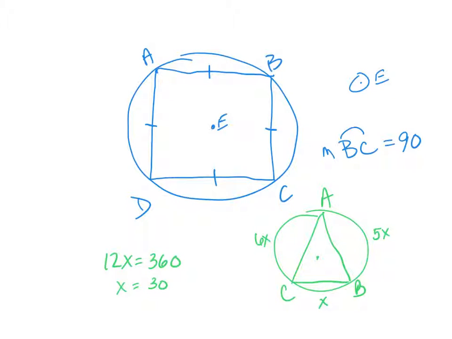So what is 5 times 30? That's 150. What is 6 times 30? 180. And x is 30, right? So in that triangle, those arcs would be those measurements all the way around. Do you understand how to do that?